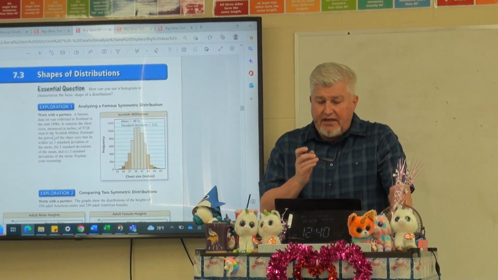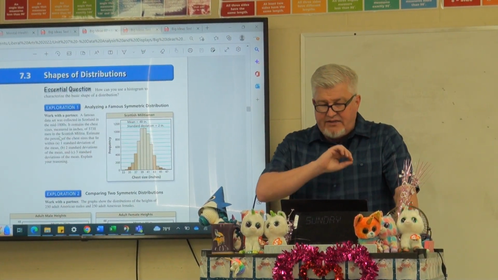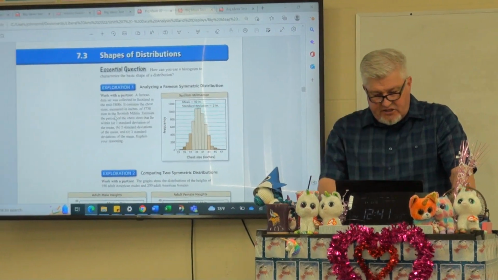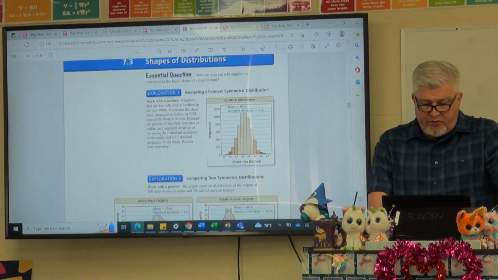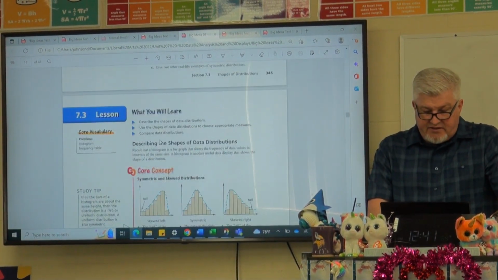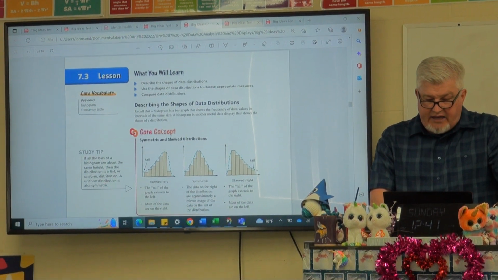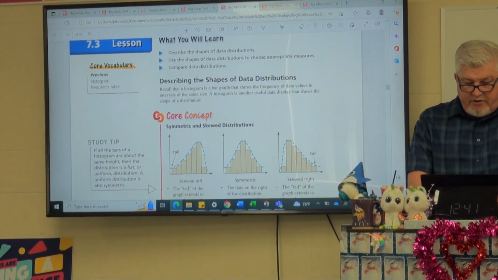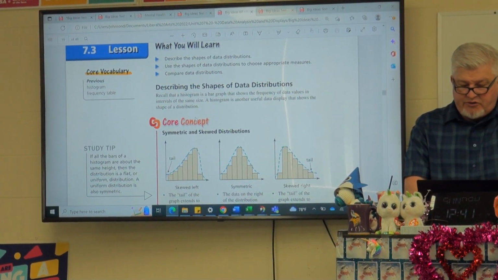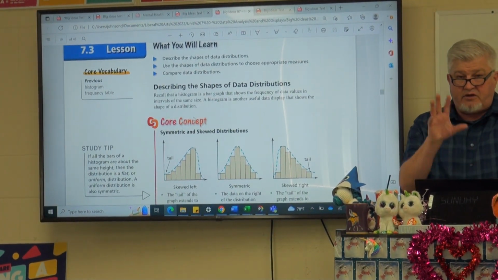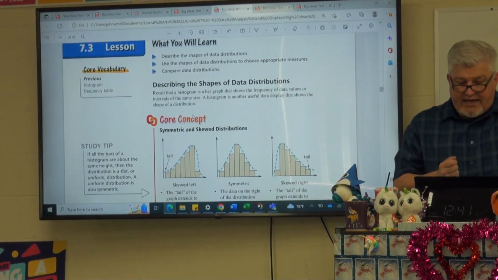So this lesson is looking at how the data is distributed and helping us make the right decisions for how we explore that data more thoroughly. In this lesson, you're going to learn how to describe the shapes of data distributions. You're going to use the shape of data distributions to choose appropriate measures, and then you're going to compare data distributions.